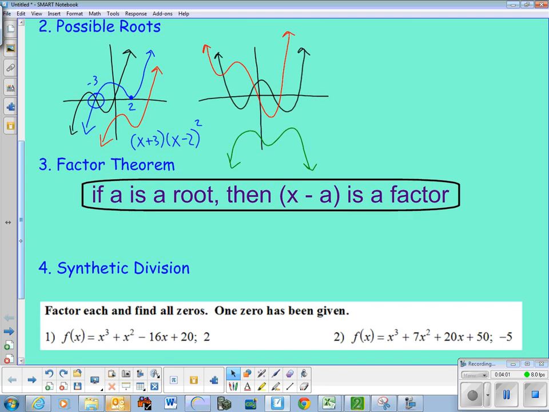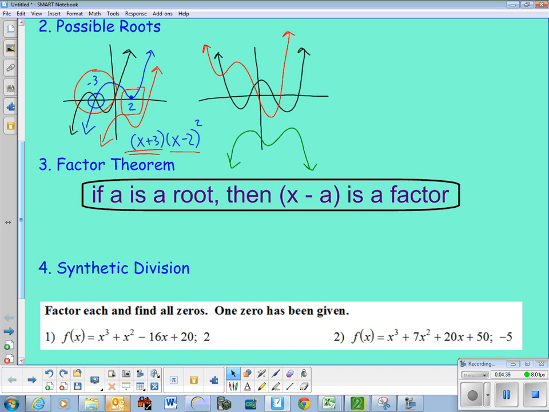All right, the factor theorem. This is important for us, and I kind of just showed it in blue right above. Basically what it says is this. If a number a is a root, and this is for integers right now, the whole number a's, x minus a is a factor. So because negative 3 was a root up above, right here, x plus 3 was a factor. Because 2 was a root, x minus 2 is a factor. It happened to be repeated, but that's another story. Okay, so what this lets us do is factor higher level polynomials by knowing what the roots are.